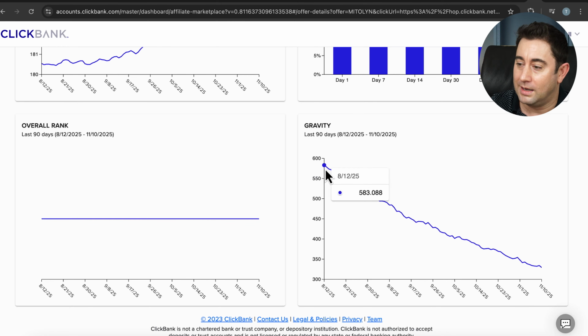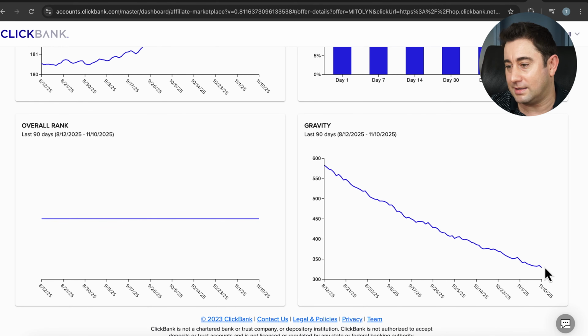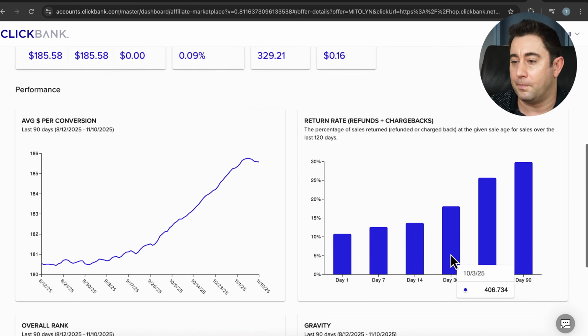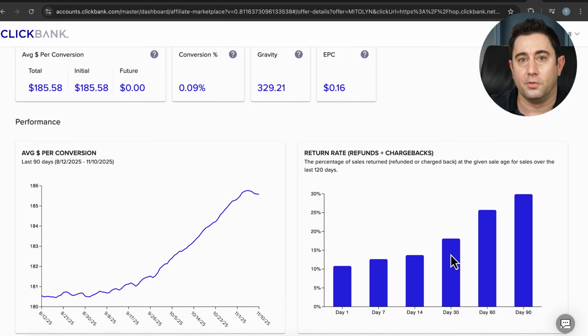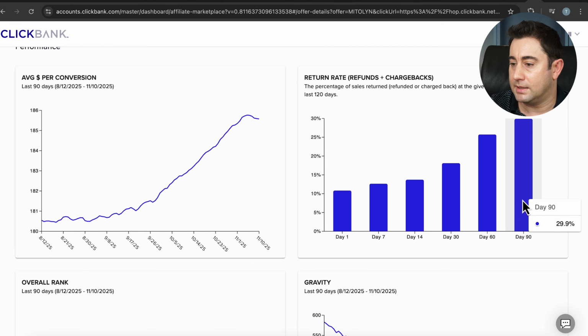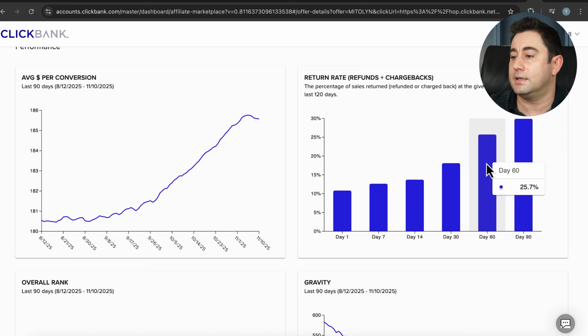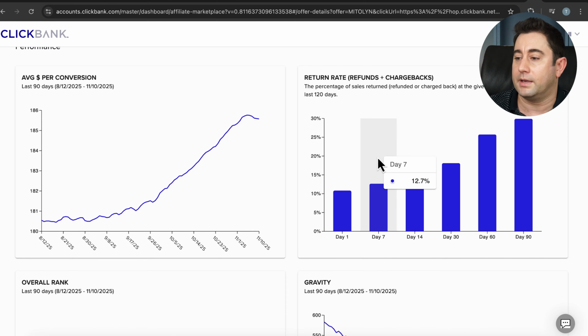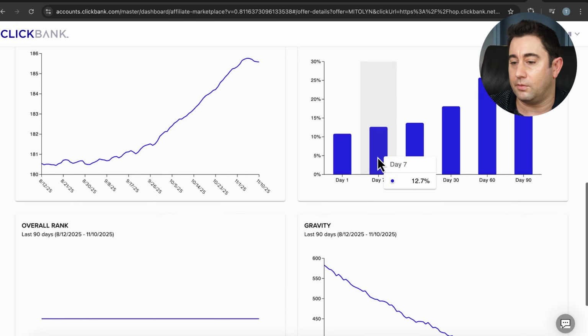This one for me, there's probably a sign here that it's trending down for a particular reason. I think this has been around a little while now. Personally, I'd probably be jumping on one of the more recent weight loss offers if I was going to have a look at this, okay? So we can see the return rates here. We can see it's gone from 10% to 30% here. It's not horrendous. I'm more comfortable probably working in that sort of 10-15% range.